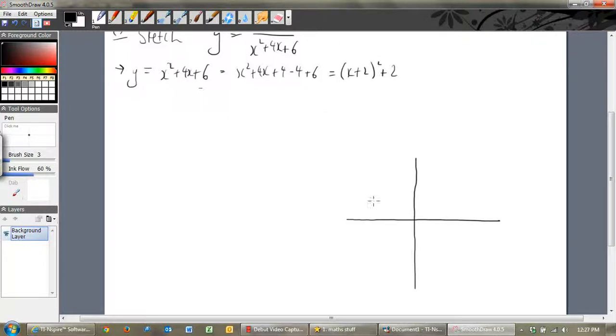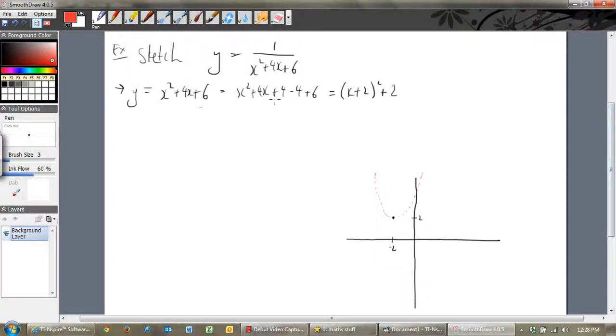So what that looks like is a parabola. It'll be negative 2, 2, so there'll be some point here at negative 2 and 2. That'll be its turning point. I'm not going to worry about being accurate, but I'm just going to draw it in a dotted line. So I'll just draw a parabola, something like that. That's the parabola, what the bottom line looks like.